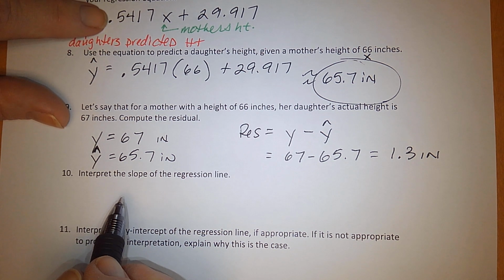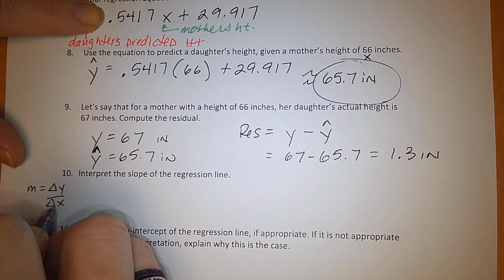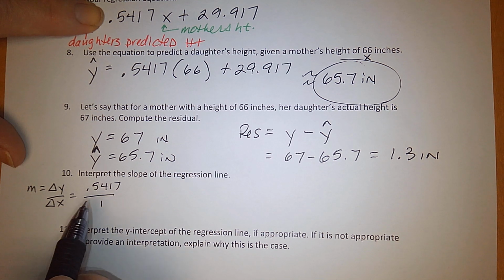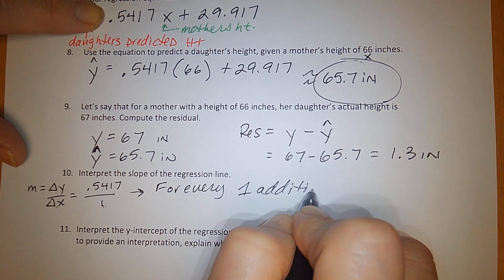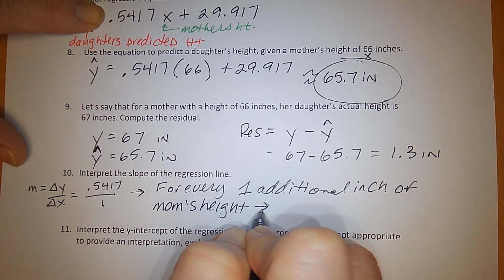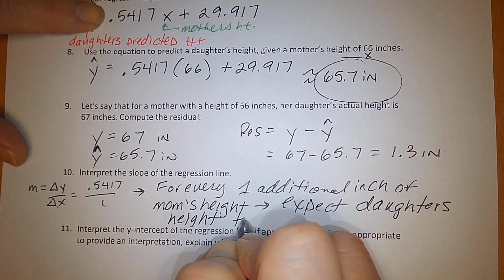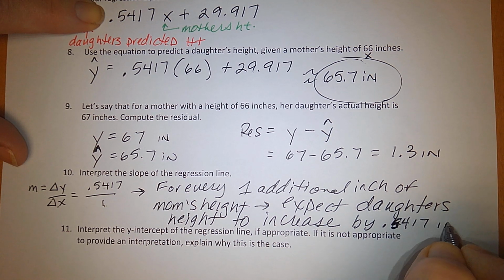Let's interpret the slope. Remember, this number right here was the slope. This was our M. So interpret this into a sentence. I like to always look at the formula when making my sentence. If I know that the slope is positive 0.5417, then that means for every one change in the X, in other words, for every one change in mother's height, you're going to expect the daughter's height to go up by this many inches. For every one additional inch of mom's height, expect daughter's height to increase by 0.5417 inches.